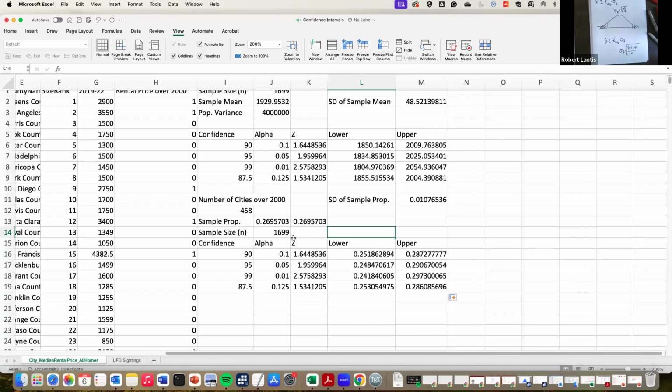Another thing to point out, let's say I found the same sample proportion, but let's say it was only from 200 homes. So once I hit enter here, my new sample size is 200. Oh, actually, this isn't going to like it. Hold on. Yeah, so this one's going to be all screwy.